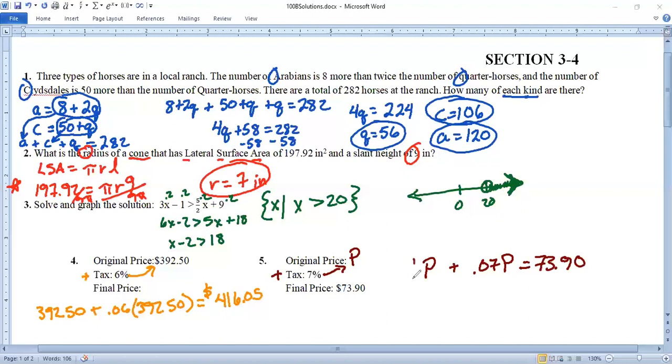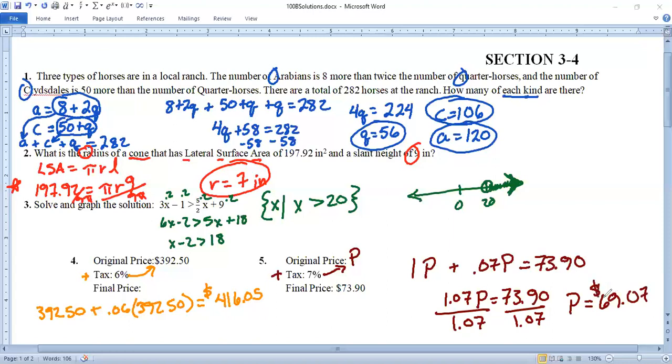Combine like terms, there's a 1 out here, so this is 1.07 P is 73.90. Divide by 1.07. And we get P equals 73.90 divided by 1.07, which gives us 69.065. So that's 69.07. Excellent.